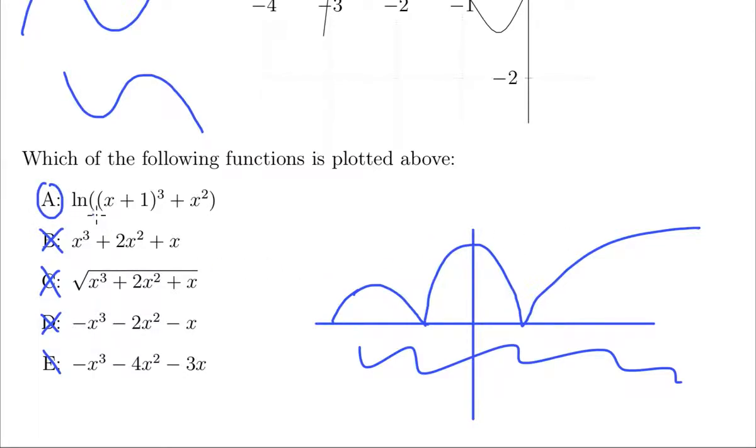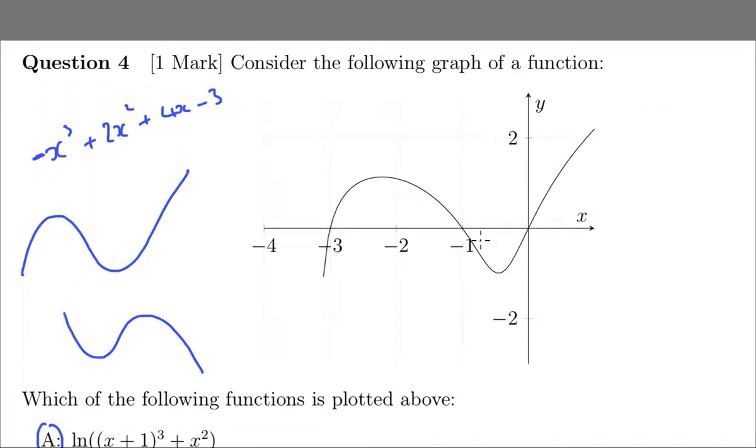Now you don't have to know anything about log graphs. This is a particularly complicated log graph. But you can end up with negative numbers for log graphs. You can end up with things below the x-axis for log graphs. It's got to be A.